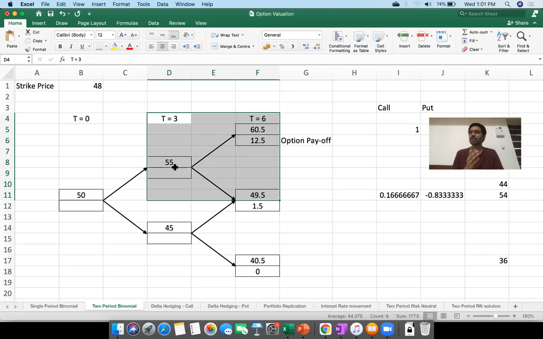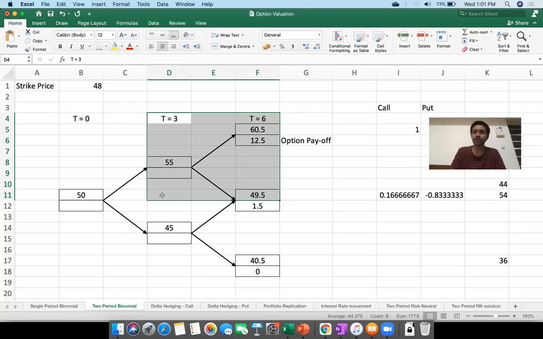Where I'm saying that the share price only changes once, where the share price is changing only at t equal to 6, and the share price can only take 2 possible values, either 60.5 or 49.5. So the highlighted portion is one single period binomial.